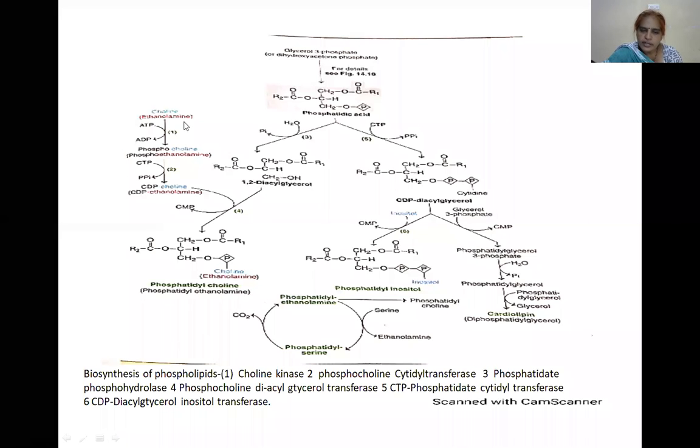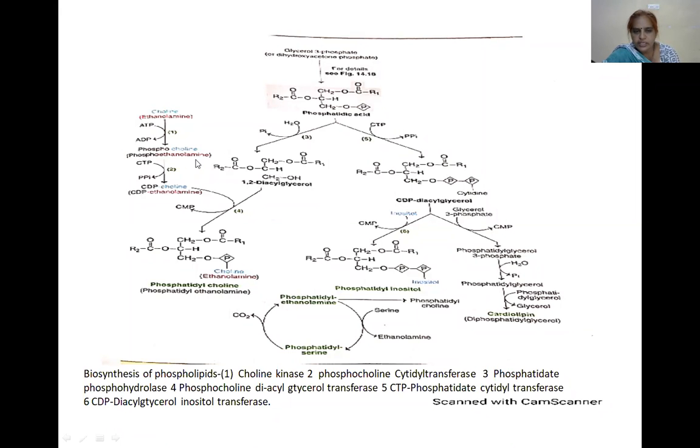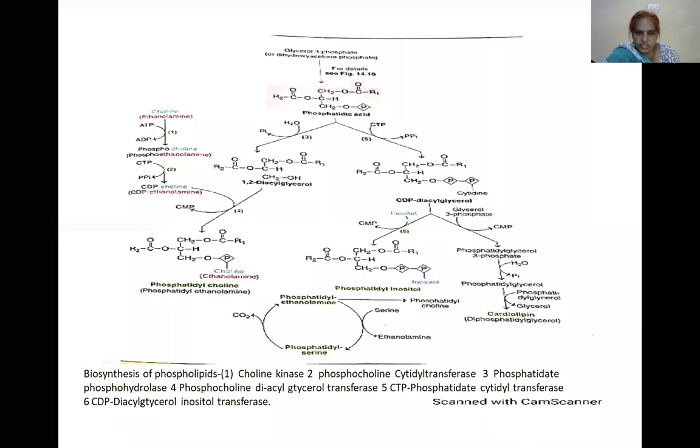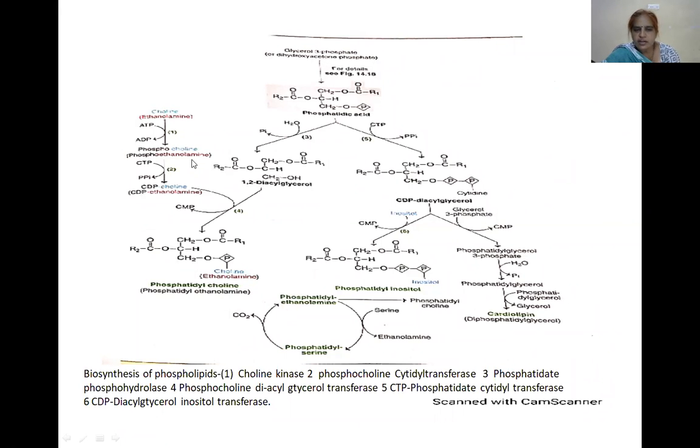If the ethanolamine undergoes phosphorylation, it produces phosphoethanolamine. This reaction is catalyzed by a kinase, that is choline kinase. After formation of phosphocholine and phosphoethanolamine, these, when combined individually with CTP, produce CDP-choline and CDP-ethanolamine.